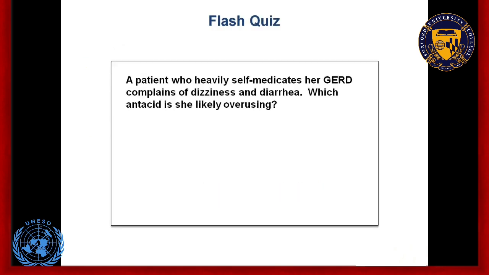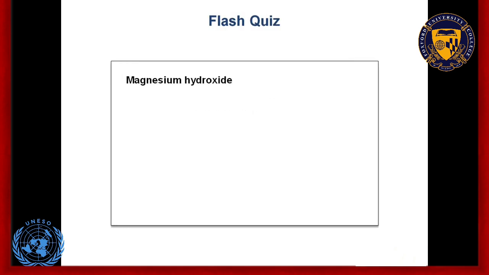Okay, let's do one more flash quiz. A patient who heavily self-medicates her GERD complains of dizziness and diarrhea. Which antacid is she likely overusing? That's right, it's magnesium hydroxide. One way to help you remember this is the M and G can help you think must go. Hence, magnesium hydroxide can cause diarrhea.